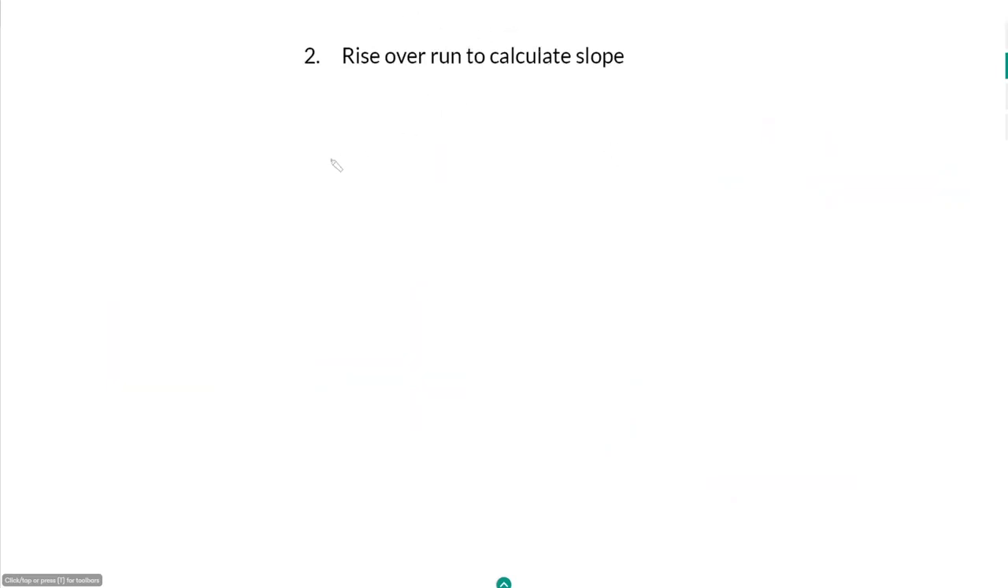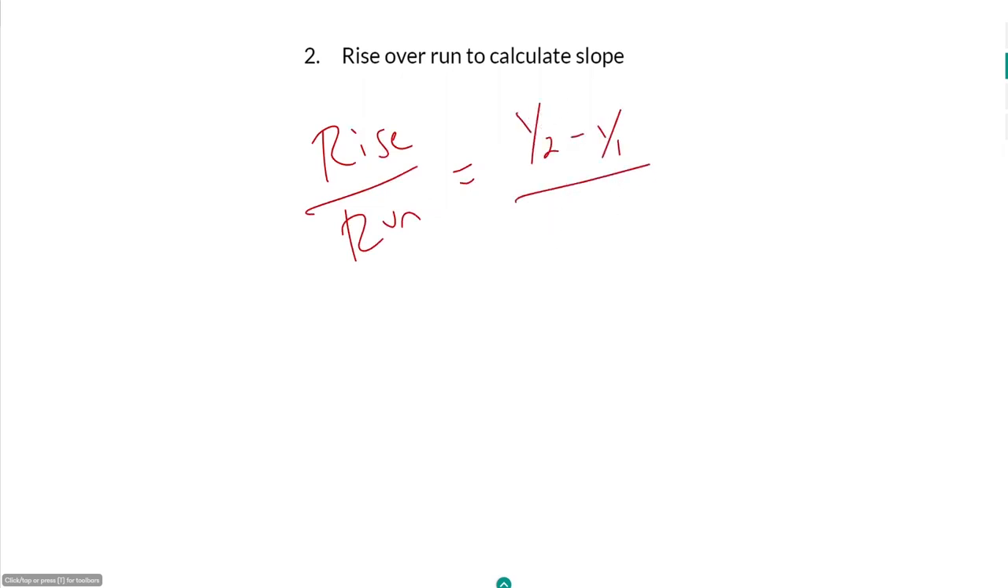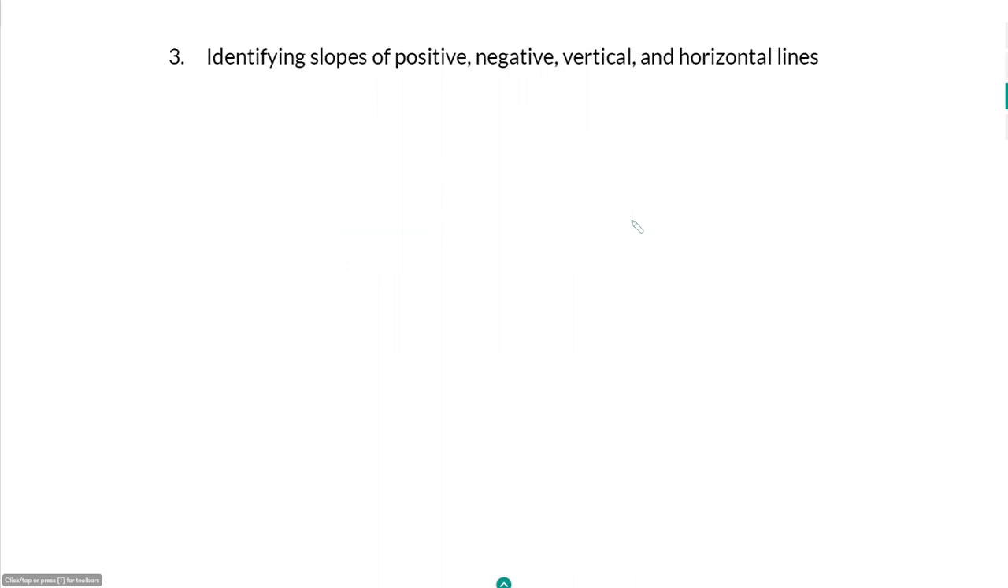Rise over run to calculate slope. So we just talked about that. It is just the difference in your y coordinates over the difference in your x coordinates. Identifying slopes of positive, negative, vertical, and horizontal lines.